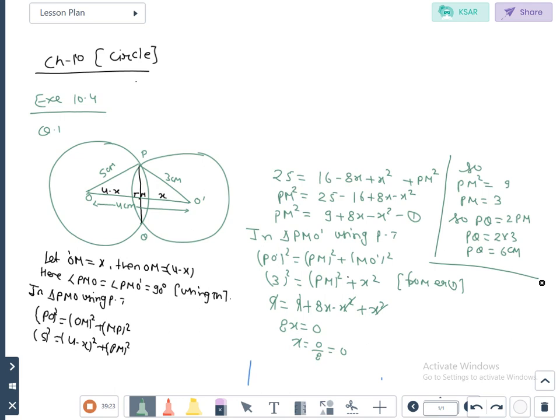So in today's lecture we discussed the important theorems up to theorem number 10.7 and questions based on them. So after today's lecture, first you will revise all the theorems and after that you will solve the examples and questions.